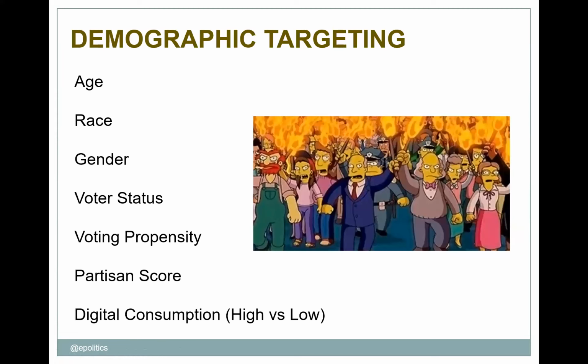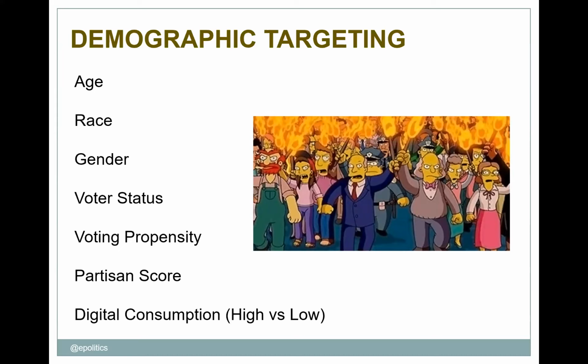So let's talk demo targeting. Age, race, gender, voter status, voting propensity, meaning the likelihood that someone will turn out, a partisan score, Democrat, Republican, digital consumption: are they online a ton, or are they not online a ton? If they're not online a ton, they may not see your ads enough for you to need to target them, basically.